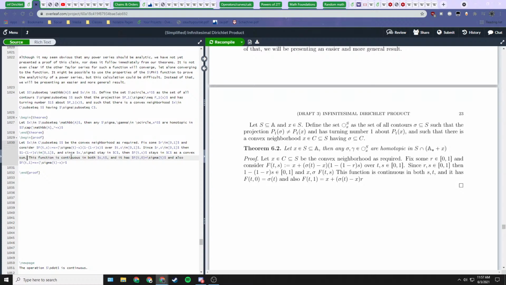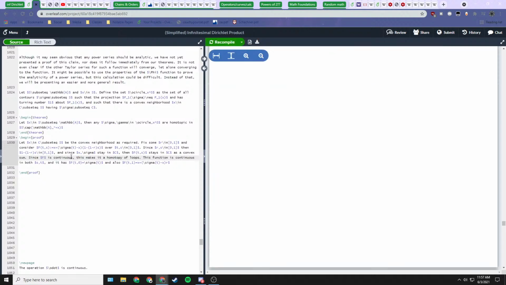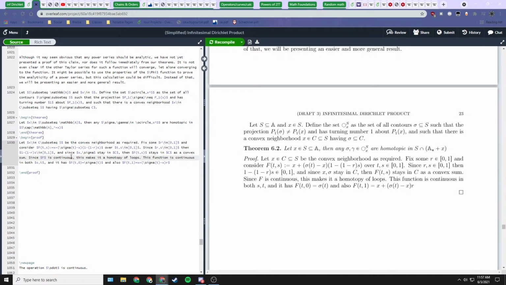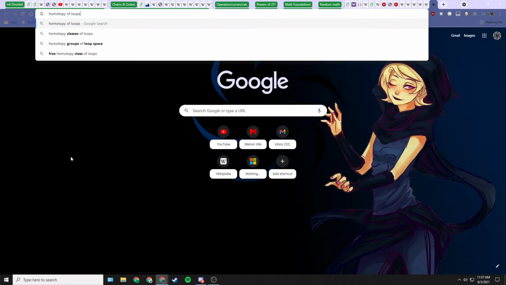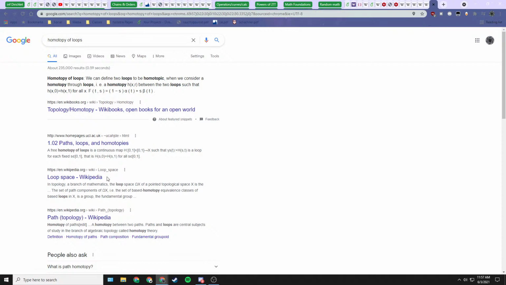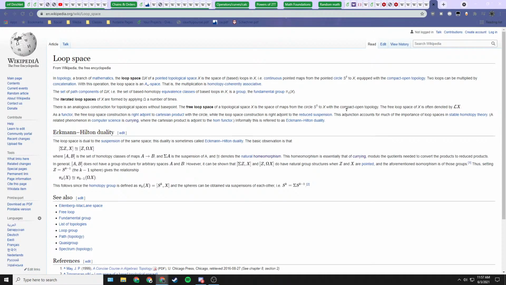So we have also, since f is continuous, this makes it a homotopy of loops. Yes, so we're going to say homotopy of loops rather than of curves. I'm fairly certain that this actually makes sense, but let's double check that. Usually loops need a fixed base point.